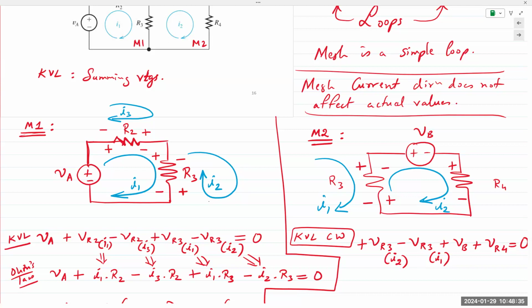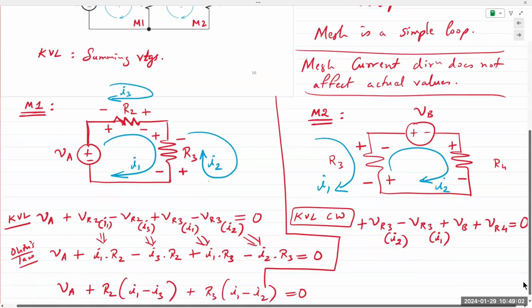If I chose to add up the voltages in a counterclockwise direction, then I would have minus VR3 due to I2 and plus VR3 due to I1. Does that make sense? Right? It does not matter which direction you choose to add up your voltages in the KVL. Everything ends up being correct.